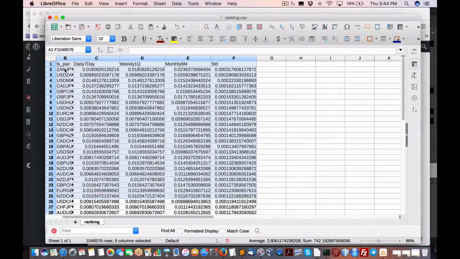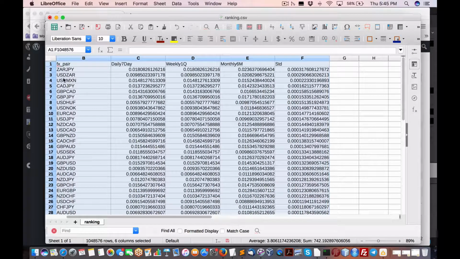What I find interesting is the Rand and Japanese yen is still the most volatile. This is a long-term view on the 6 month with the US dollar and the South African Rand, so that's still quite volatile. And then US Mexico peso and the Canadian Japanese yen and the British and the Canadian dollar.